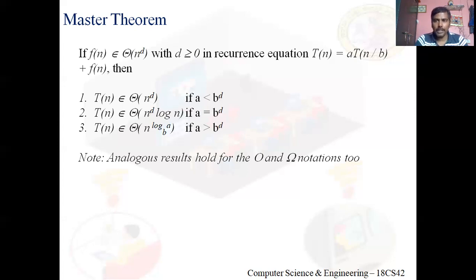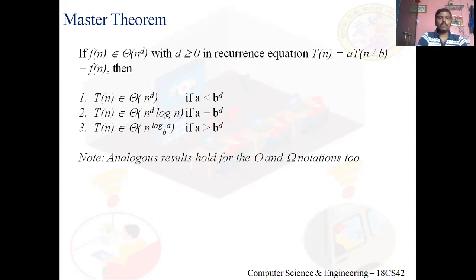So I repeat, here are three values a, b, d. Determine the relation between a and b power d. There are three cases: a less than b power d, then t of n belongs to big theta of n power d. Second case, if a equals b power d, then t of n belongs to big theta of n power d log n. If a is greater than b power d, then t of n belongs to big theta of n power log a to the base b.